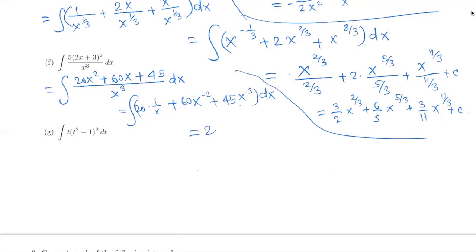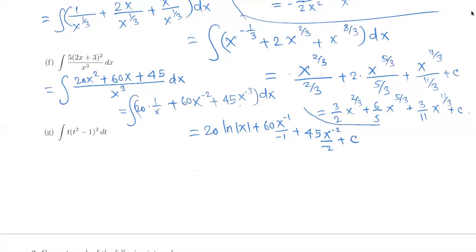So this is 20 times the antiderivative of 1 over x, just natural log of x, plus 60 times x to the negative 2 plus 1, negative 1, divided by negative 1, plus 45 times x to the negative 3 plus 1, negative 2, over negative 2, plus c.